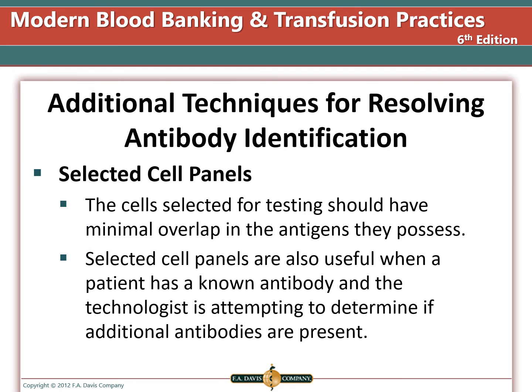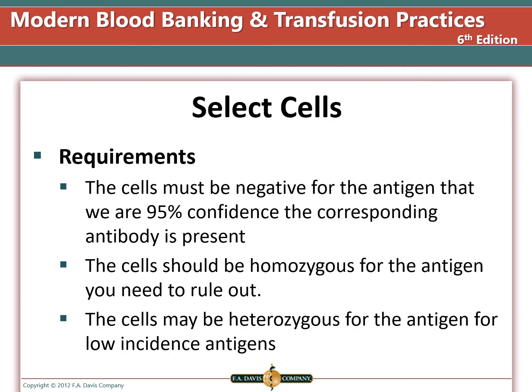Select cell panels. Once we have completed a single panel and have performed a rule out as well as an inclusion, we may still have antibodies that have not been ruled out or in. We must select cells to perform additional testing on to determine if any additional antibodies are present. The requirements for select cells are as follows. The cells must be negative for the antigen corresponding to the antibody that we have 95% confidence is present. The cell must be homozygous positive for the antigen we still need to rule out. The cells may be heterozygous for this antigen if it is a low incidence antigen.